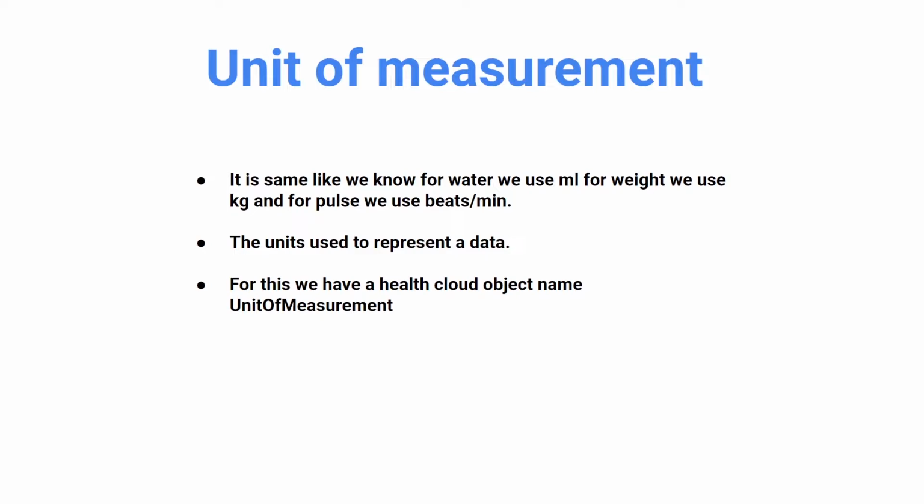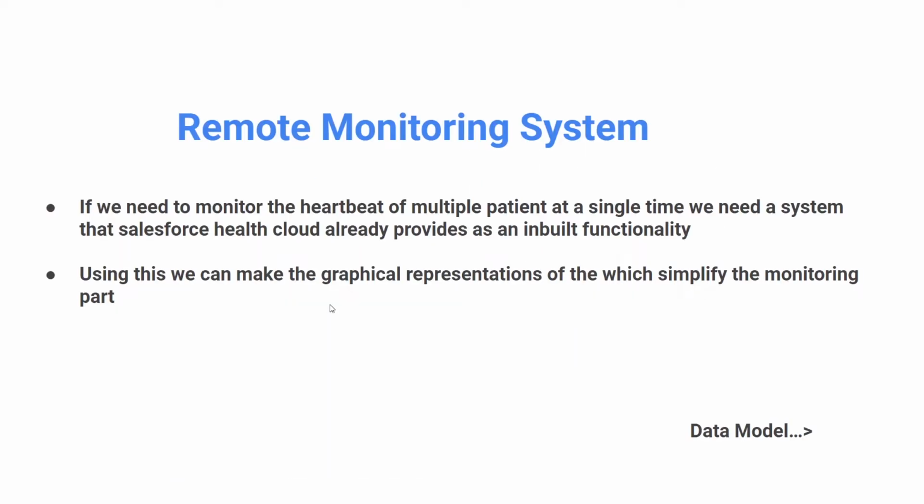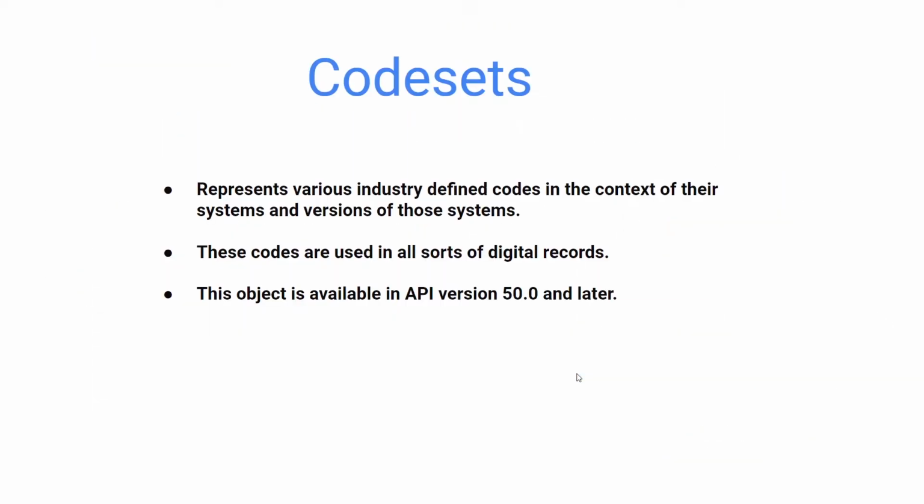It's the same idea: if we want to measure water, we use ml, and if we want to measure weight, we use kgs. If we want to measure pulse rates, we use beats per minute. These are the units of measurement, and we need to specify which unit we are going to use in that care observation. For example, to measure the pulse, we use beats per minute. There is also an object, let me show you the unit of measurement object.